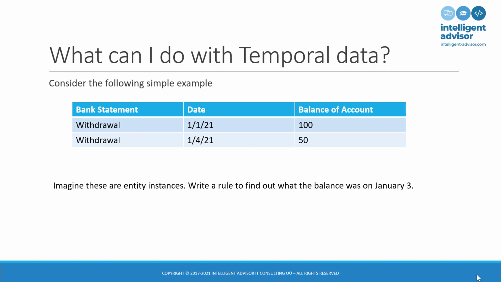Now you need to write a rule to find out what your balance was on the 3rd. You don't have any data for the 3rd of January. You only have 2 instances. You and I implicitly know that our balance could be calculated if we knew the starting balance and that you withdrew 100 on the 1st of January. We should be able to calculate what your balance was on the 3rd, in the absence of any information. Doing it with traditional entity instances and rules is going to be tough because you don't have that data.